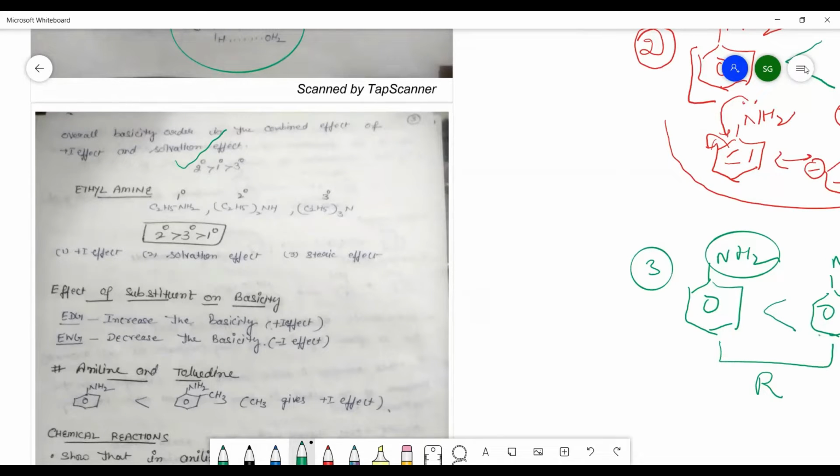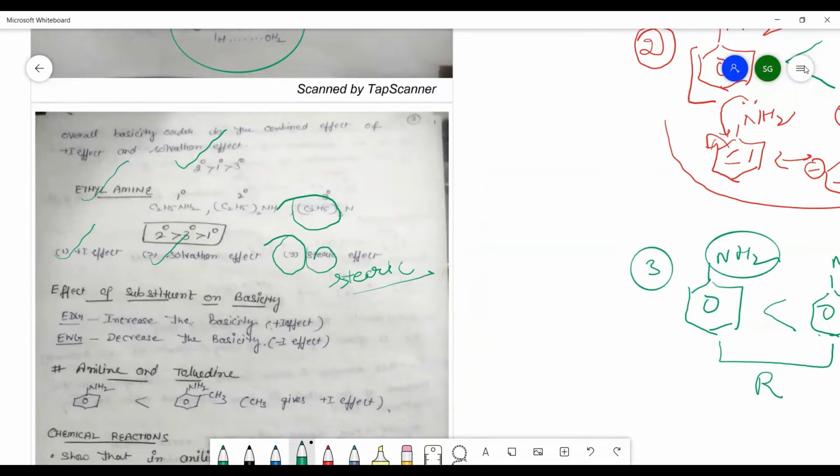Now, the other is ethylamine. In ethylamine there is a little bit of change: the order is secondary, tertiary and primary, because the plus I effect is there, the solvation effect is there, but one more effect is also under consideration, that is the steric effect. Steric effect means that the ethyl groups are bulky in nature, and they change the basic order in this manner: secondary, tertiary and primary.